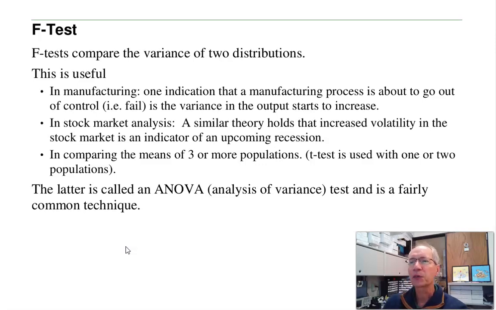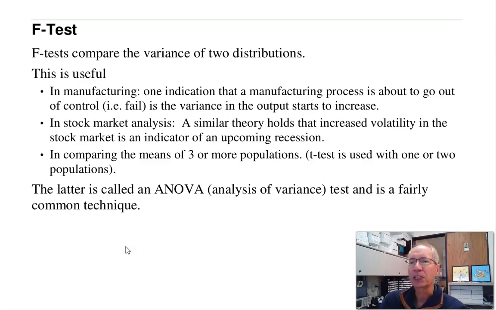Now this is useful for a couple of reasons. In manufacturing, one indication that a manufacturing process is about to go out of control, i.e. fail, is that the variance of the output starts to increase. You want to know that because you want to predict before the assembly line goes down. If an assembly line goes down, that could be millions of dollars every day. I would like to repair the assembly line before it fails so I can keep it in production. That's worth millions of dollars.